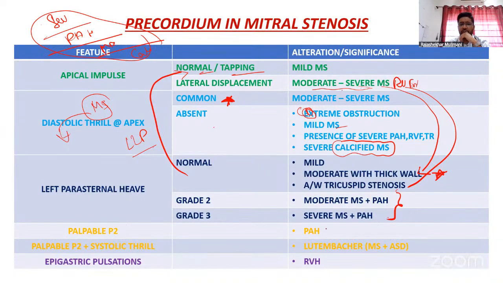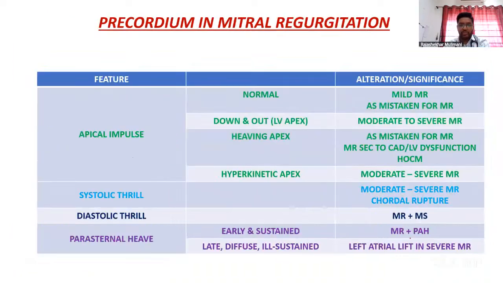And you can also see a palpable P2 in a patient with PH. Sometimes you can also feel the palpable P2 along with a systolic thrill in the pulmonary area in Lutembacher syndrome, that is coexistent mitral stenosis with an atrial septal defect. You can have a systolic thrill at the pulmonary area due to ASD or the pulmonary artery hypertension.